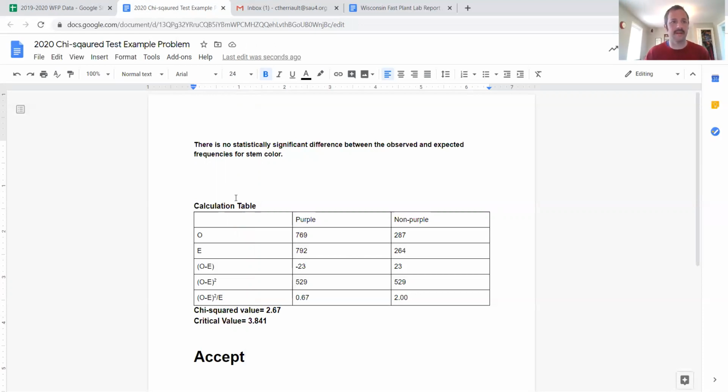So hopefully that's a good example for you that will allow you to now do this for the Petri dish and soil separately to see if you're going to accept or reject those null hypotheses. If you have any questions, let me know.